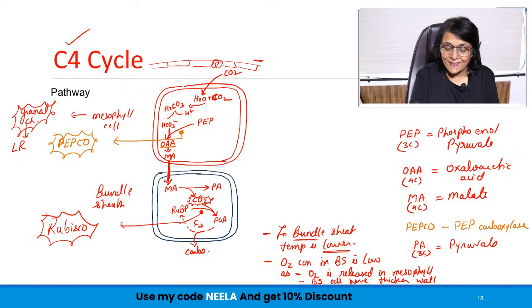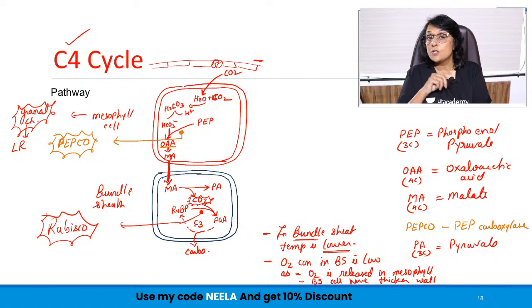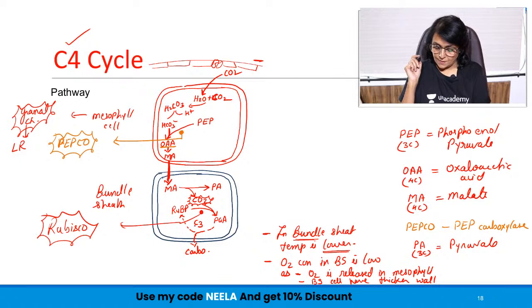That means the C3 cycle takes place here. So where is the C3 cycle taking place? In case of C4 plants, it is taking place in bundle sheath cells. And in case of C3 plants, it takes place in mesophyll cells. This we will understand when we write down the differences.